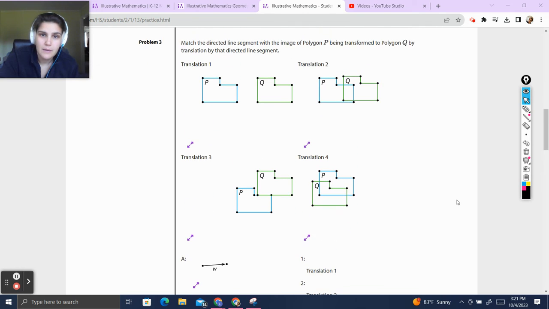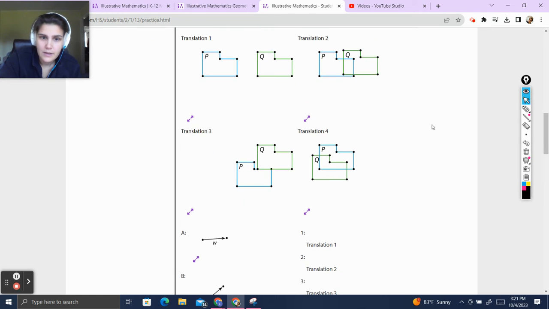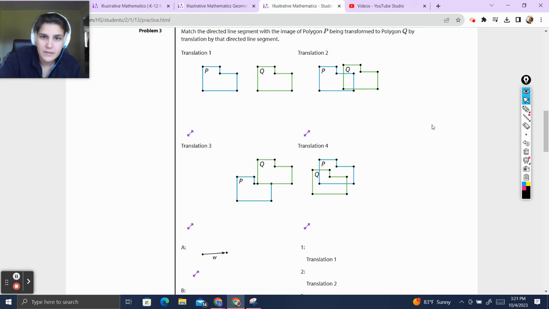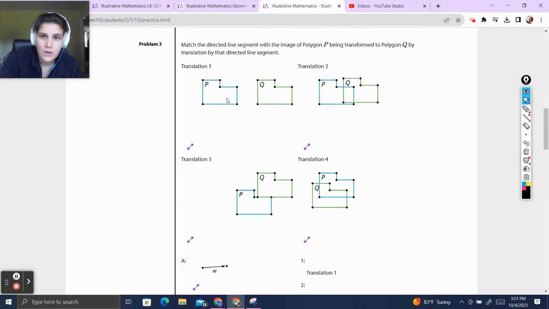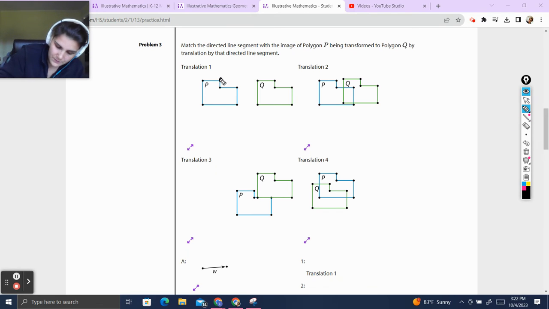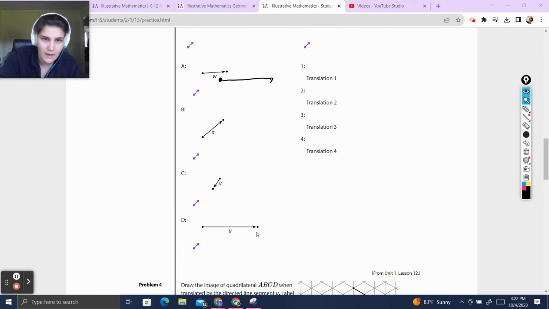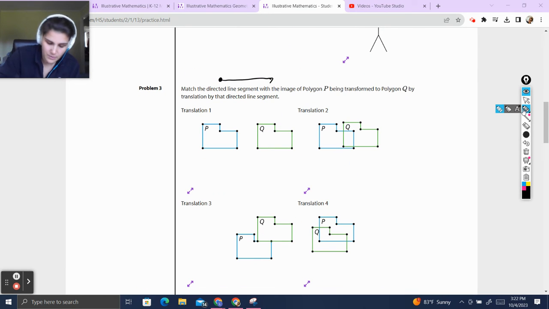Match the directed line segment with the image of polygon P being transformed to polygon Q by a translation by that directed line segment. All right, so we got 4 translations and 4 directed line segments. Can we get them all on the same page? Nope, it's going to be difficult, but that's okay. So translation 1, we're going from P to Q. So I always identify one point. P is going to Q. And that far over, I'm going to scroll down and I'm going to say, which guy matches? Well, it matches right with this guy. So translation 1 is going to be D.